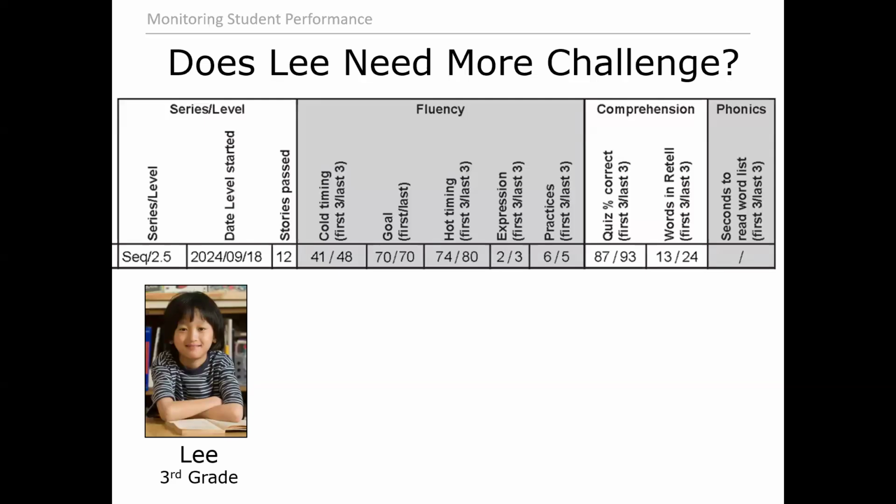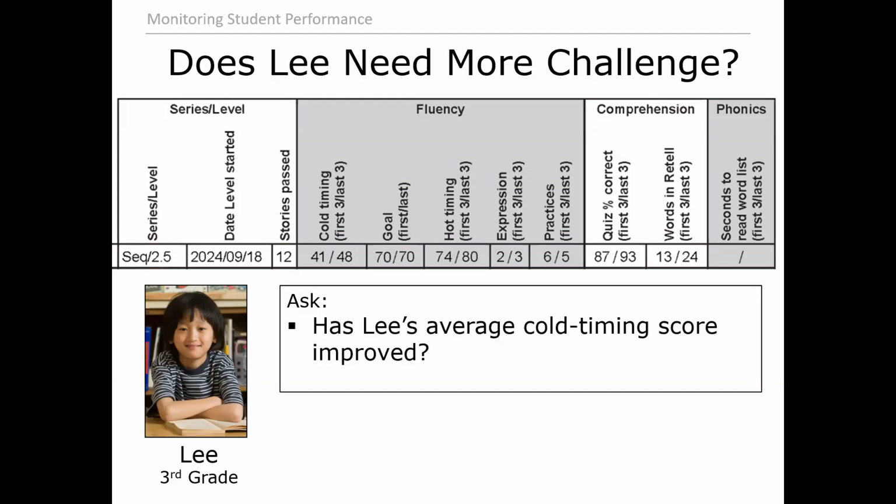So let's take a look at Lee. Again, as I mentioned before when we looked at his data, he's a 3rd grader. He's working in the Sequence Series 2.5. He's passed 12 stories. Lee's cold timing score started at averaging 41. He's at 48. He's making progress. His hot timing score averaged at 74. Now he's at 80. Progress there.